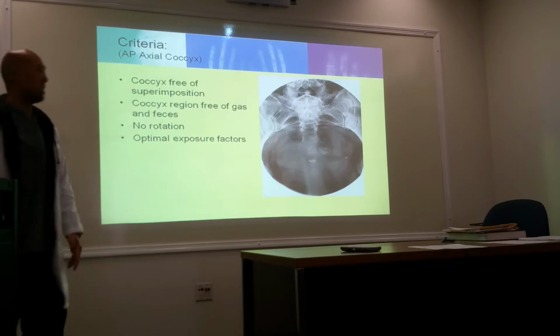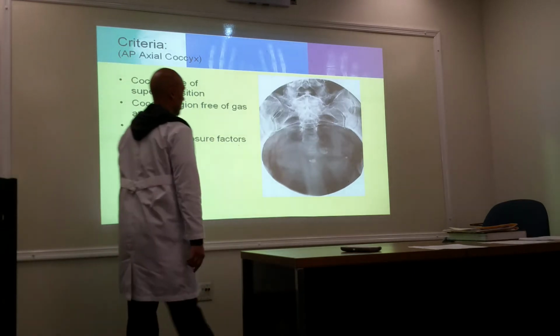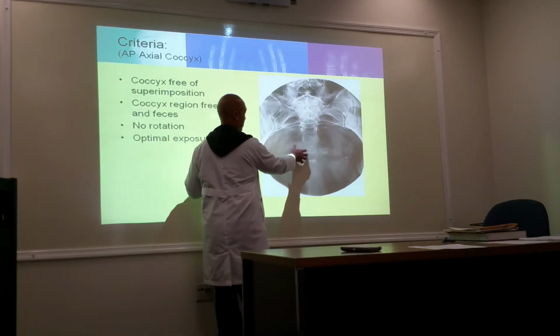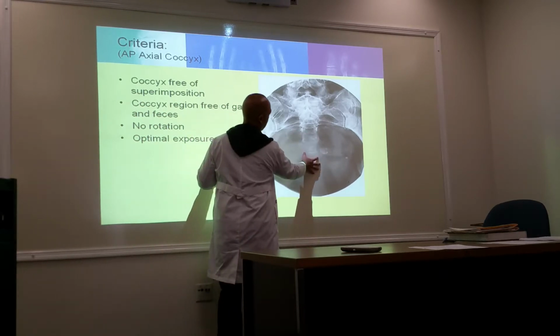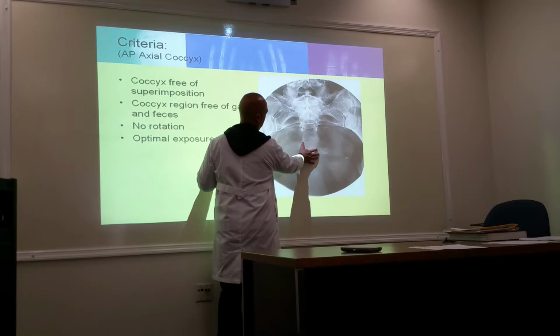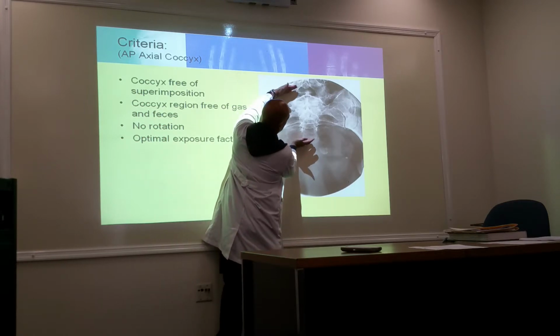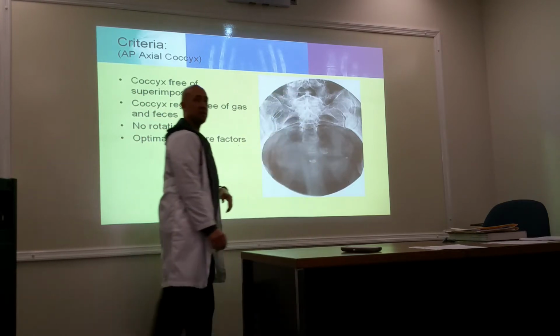Yeah. Okay, now if you notice here, now the coccyx is free from superimposition from the symphysis pubis. It's free and clear. So here we have the coccyx in nice profile, but now you can see that the sacrum has kind of foreshortened a little bit because of the angulation.